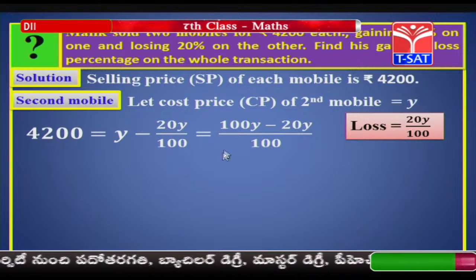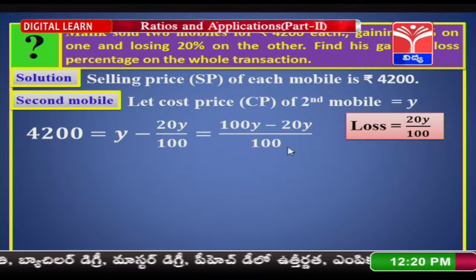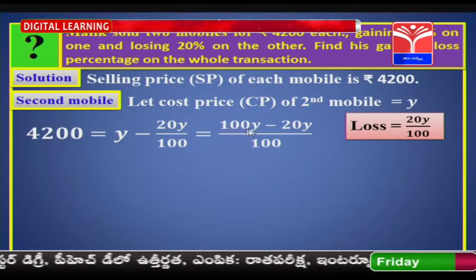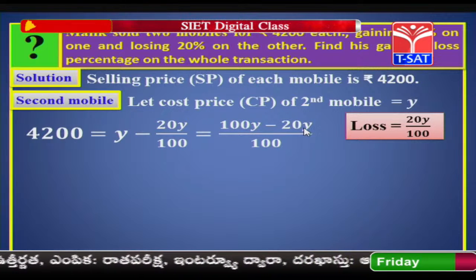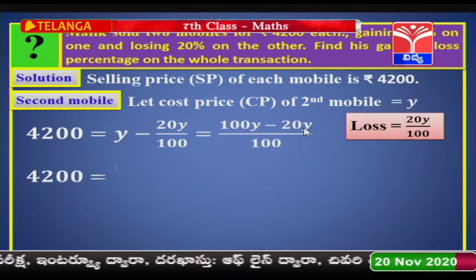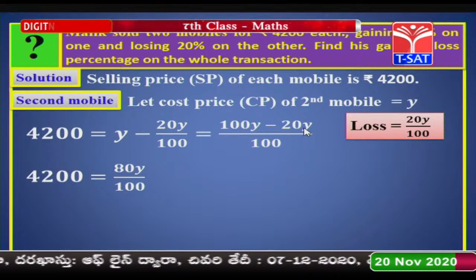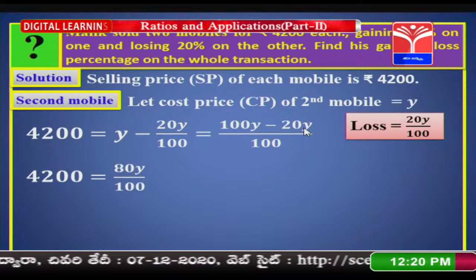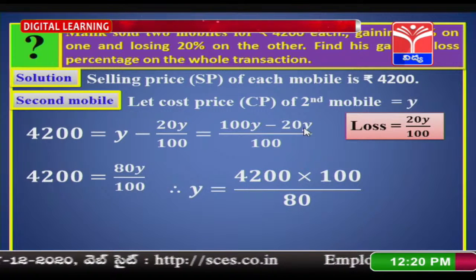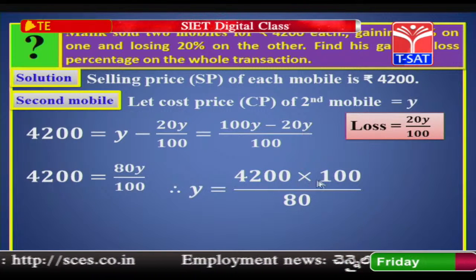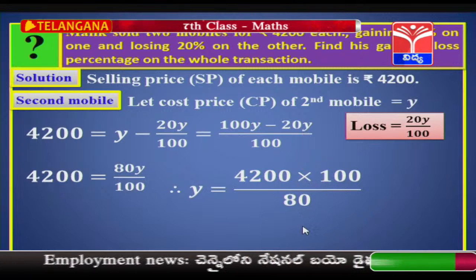Now, taking LCM to this part, we get 100y minus 20y by 100. So, children, what is 100y minus 20y? Yes, that is 80y by 100. So, 4200 is equal to 80y by 100. From this, what is the value of y, children? Yes, it is 4200 into 100 divided by 80.